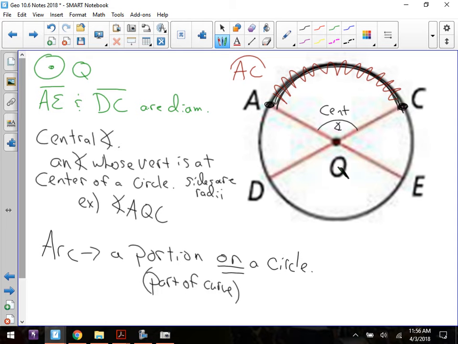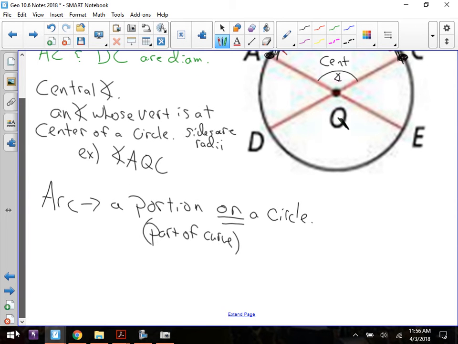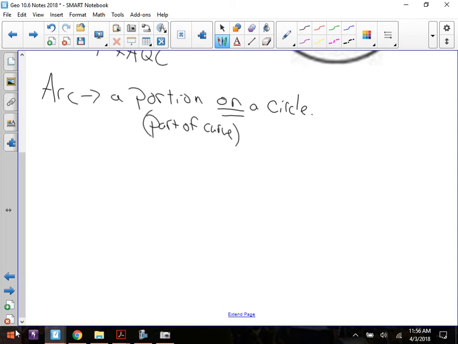The real easy thing to remember then is that the measure of the central angle, whatever the degree measurement is, equals the measure of the arc that it hits. And when we measure angles, we measure them in what? Degrees, which means arcs will be measured in degrees. And this works out really, really quick.